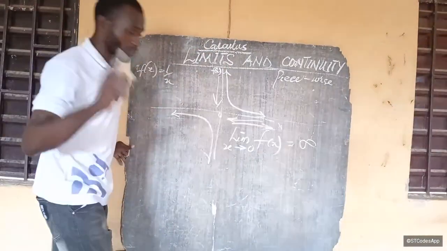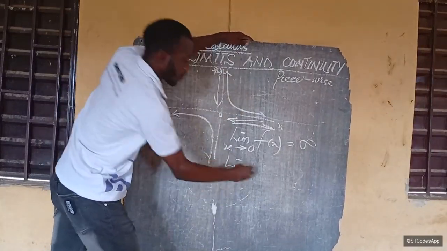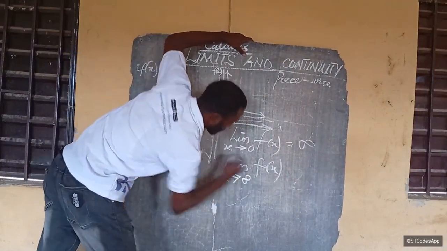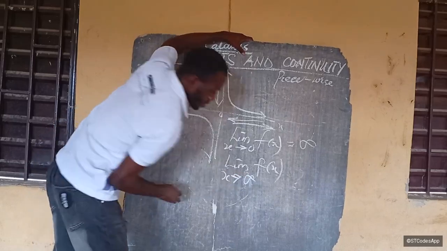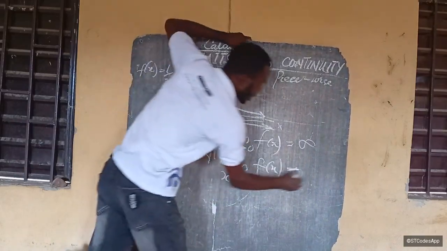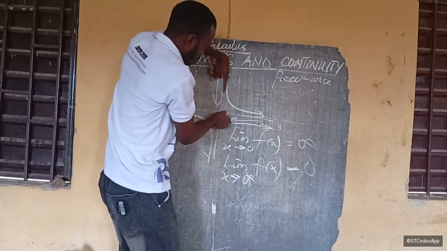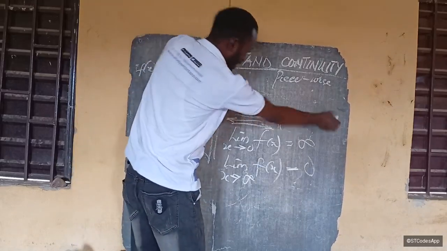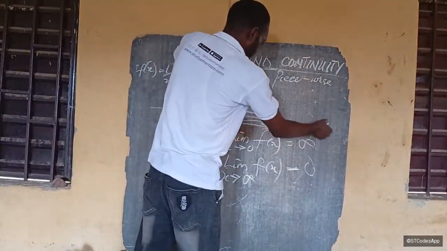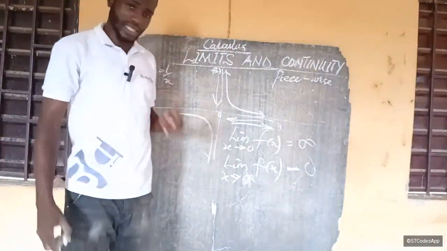In this case, you are going to see that the limit of our f of x, as x approaches infinity, is going to be equal to 0. Because y is becoming closer and closer to 0 as x is increasing. Does that make sense? x is increasing, but our function y is becoming closer and closer to 0. Does that make sense to you now?